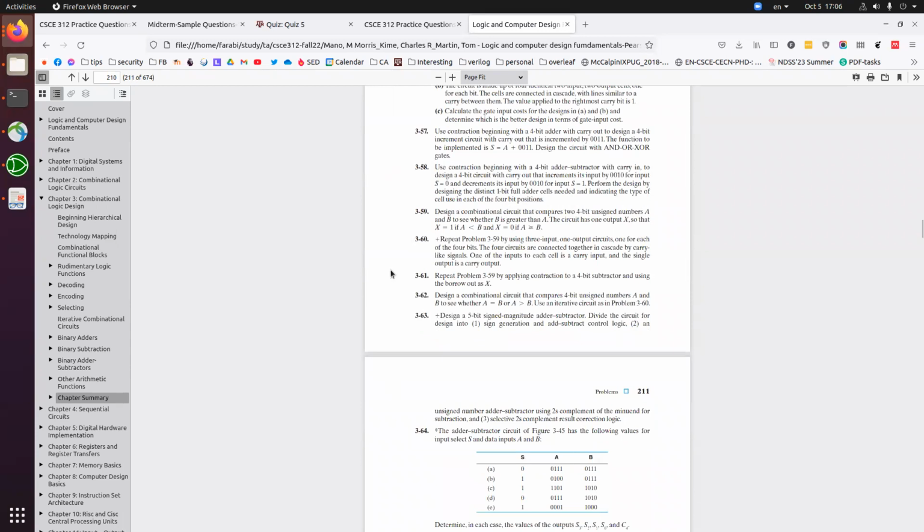Design a combinational circuit that compares two 4-bit unsigned numbers A and B to see whether B is greater than A. The circuit has one output X. So X is 1 if A is less than B, and X is 0 if A is greater than or equal to B. So you have to compare these 4-bit numbers, right? So you can design the truth table using some basic information.